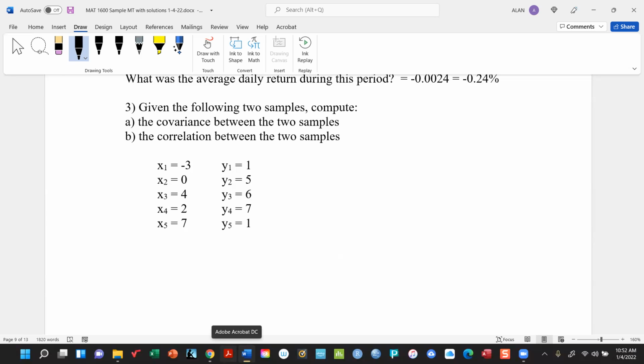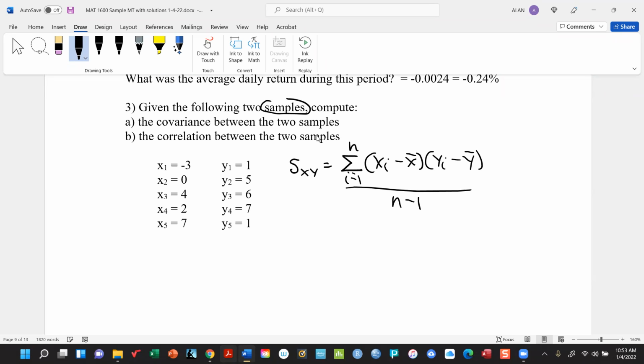So first things first, whenever you have something like this, your first step is to always calculate the mean of each sample. And also, if you notice, it says right here that these are samples. So the covariance looks like this. And then the correlation coefficient asks us to take this covariance and divide by the 2 standard deviations, which means we have to calculate all 3 of these, the covariance and the 2 standard deviations, just to come up with a single correlation coefficient.